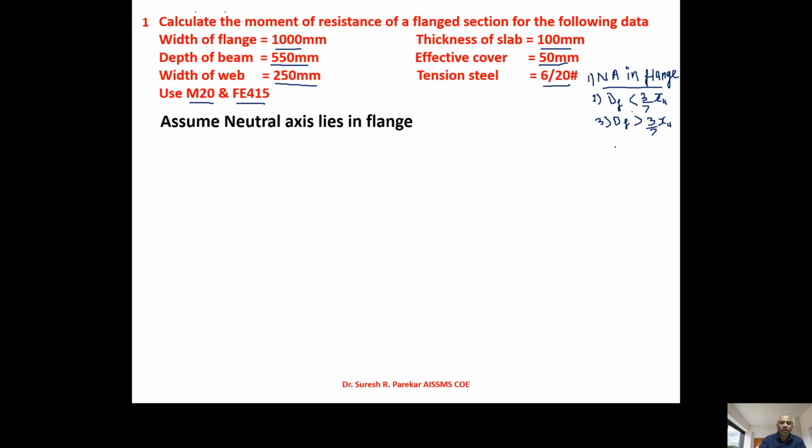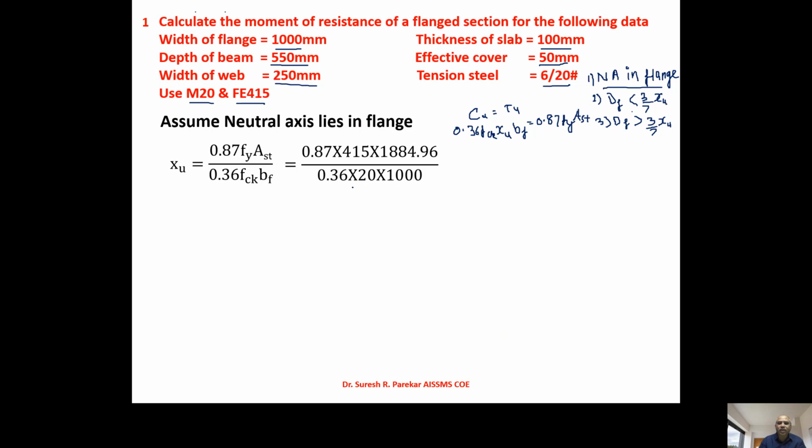So now we will go with the assumption that neutral axis is in flange. And we know the formula, because we have Cu equal to Tu, that is 0.36 FCK XU into BF, which is equal to 0.87 FY AST. Here we have rearranged the terms, therefore 0.36 FCK BF goes below, and then substitute the values. FY 415, AST is given.